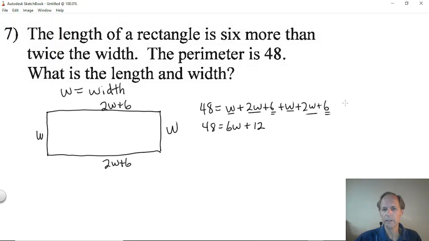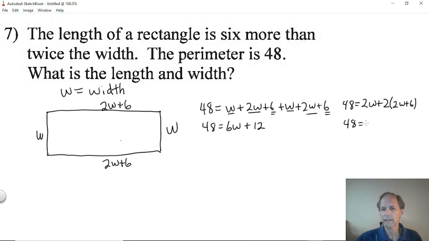Another way, we could take 48 equals and just say, okay, this width, there's 2 of them, so that's 2w, plus the length, there's also 2 of those, so 2 times that thing, that expression for length, 2w plus 6. Okay, so that's the other way to do it. Hopefully we'll get the same thing.